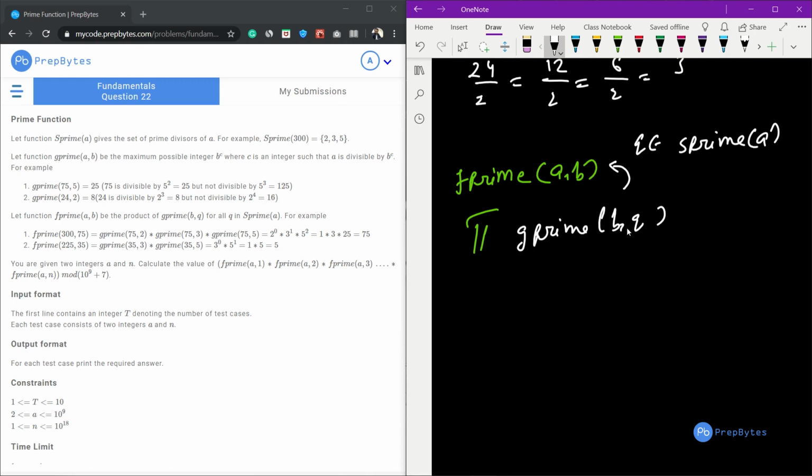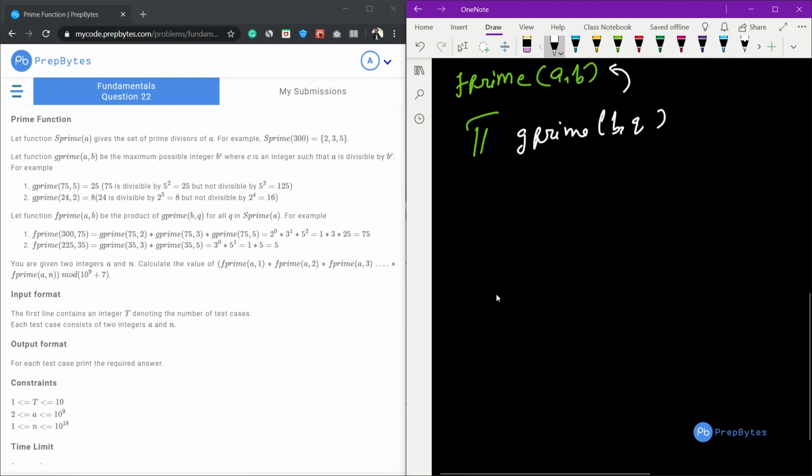Fine. So understand it, just read it out, take some time and understand this part. So what is f prime? Let's say for an example of 300 comma 75. So this is a and this is b. So first calculate s prime of a.